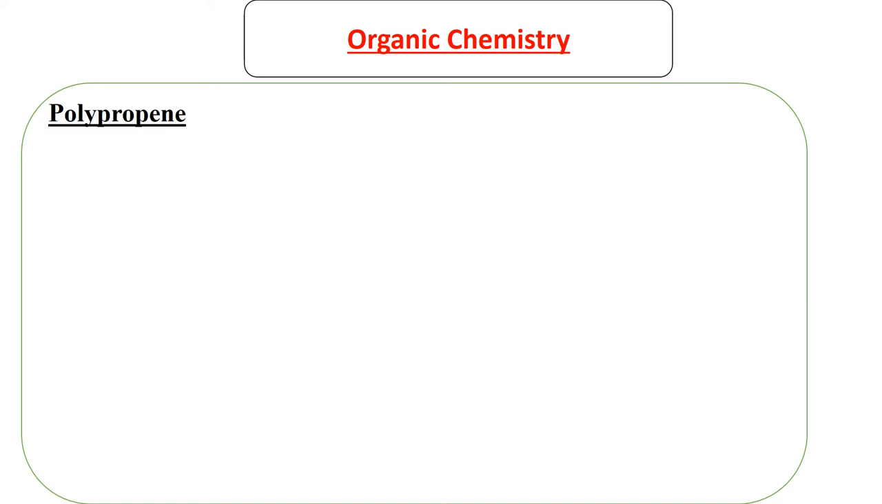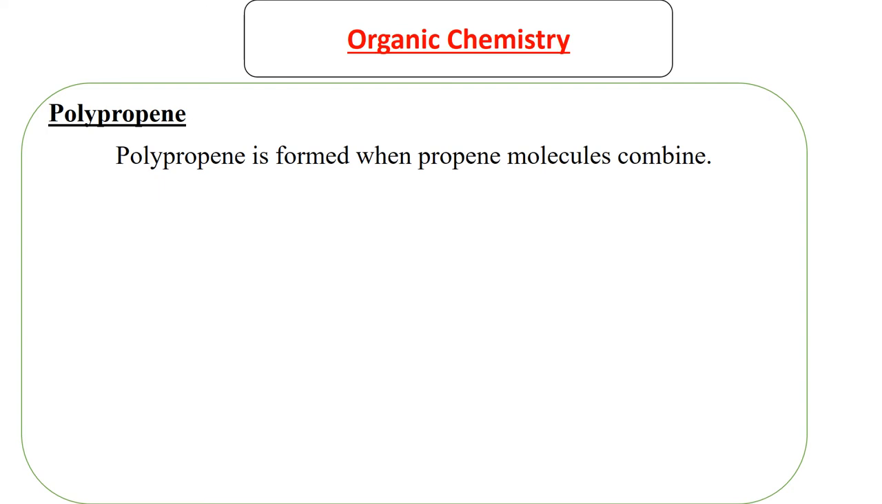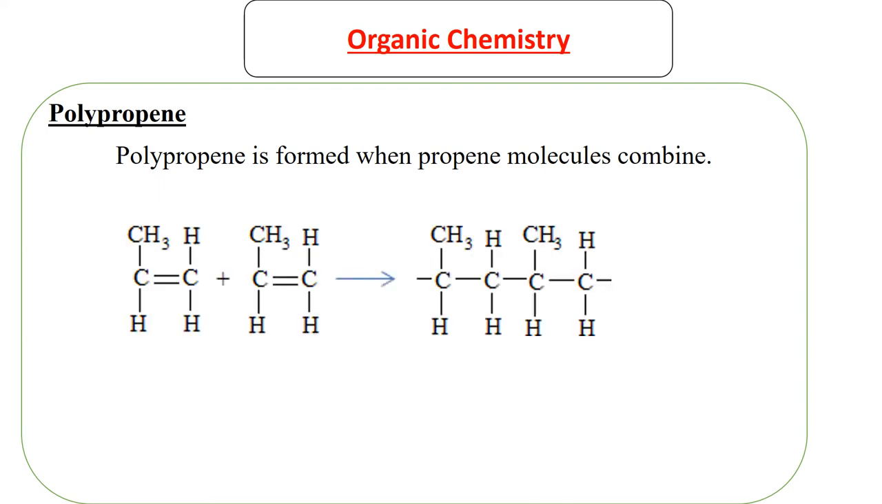Next, we look at polypropylene, which means it's made of many propene. Remember, propene is an alkene with 3 carbon atoms. So these propenes, when they combine, they form polypropylene. This is how polypropylene is formed.